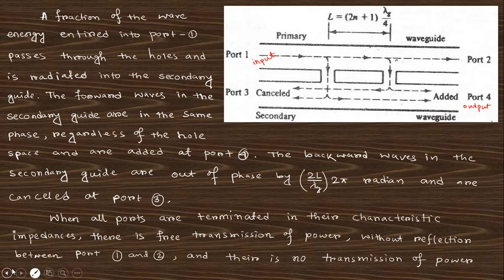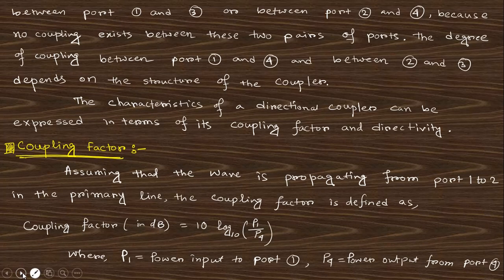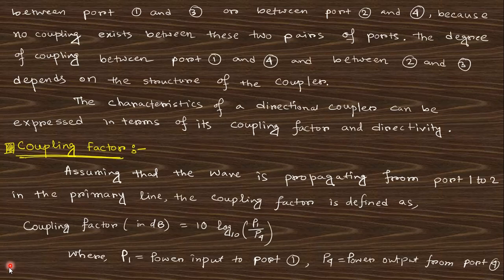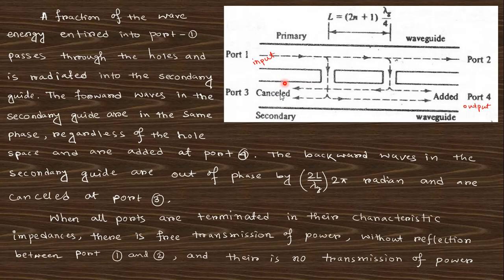This is the primary line and this is the secondary line. So this is the measurement of the power level of these two lines. Next is the directivity. The directivity is a measure of how well the forward traveling primary wave couples only the specific part of the secondary wave. It is defined as P4 by P3. That means we want to discuss the power output from P3. In the ideal case this will be 0, but in the real case it cannot be 0.